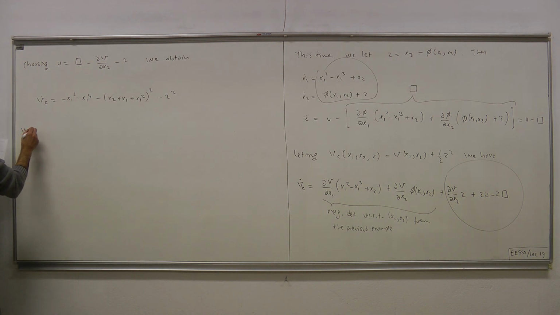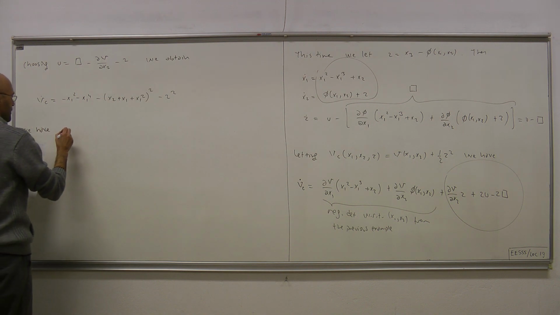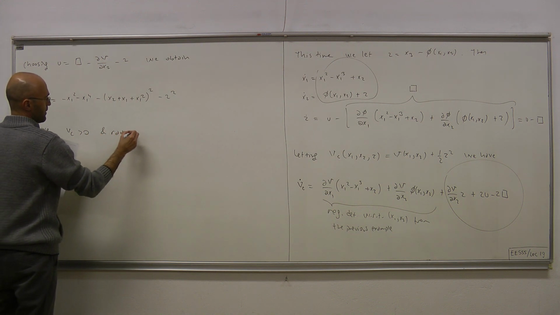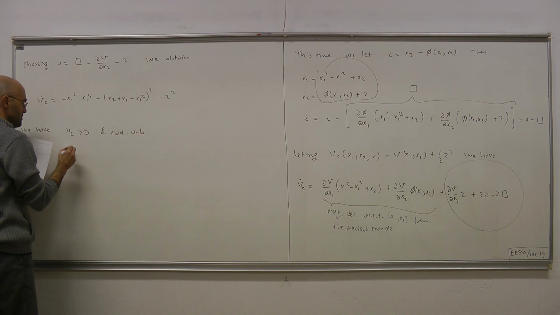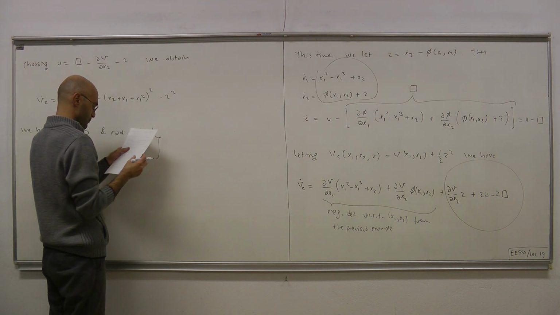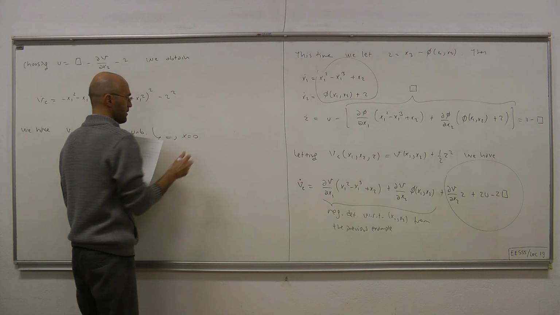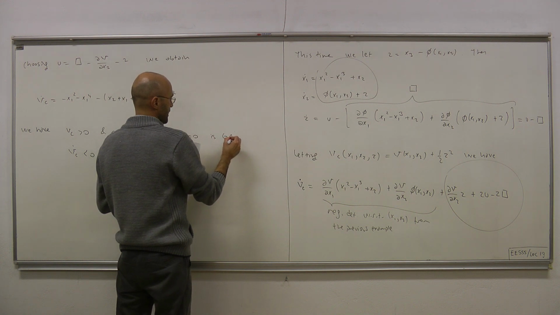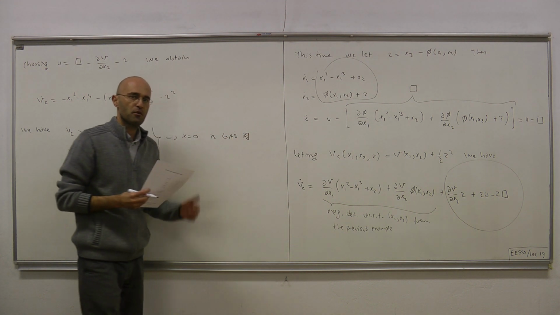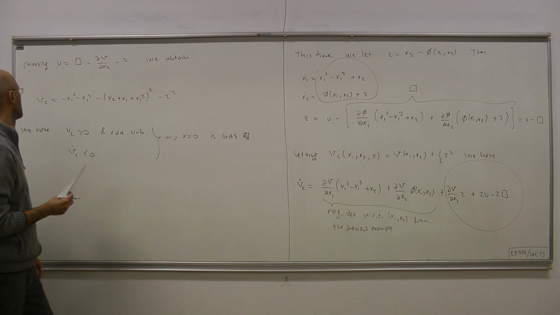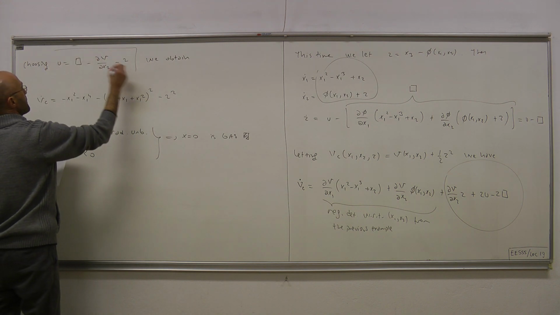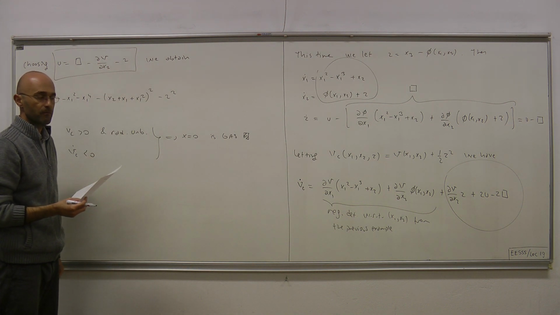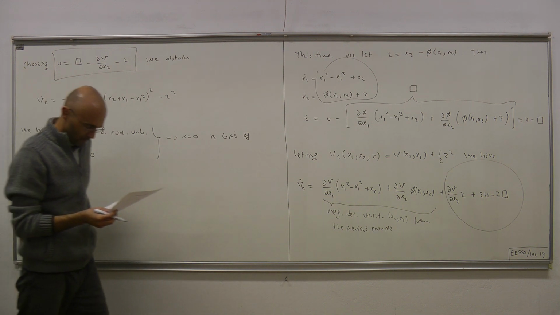So what we have is Vc positive definite and radially unbounded, Vc dot negative definite, therefore the origin x1, x2, x3 equals 0 is globally asymptotically stable by the Lyapunov theorem. And this is the feedback law that we established asymptotic stability with.